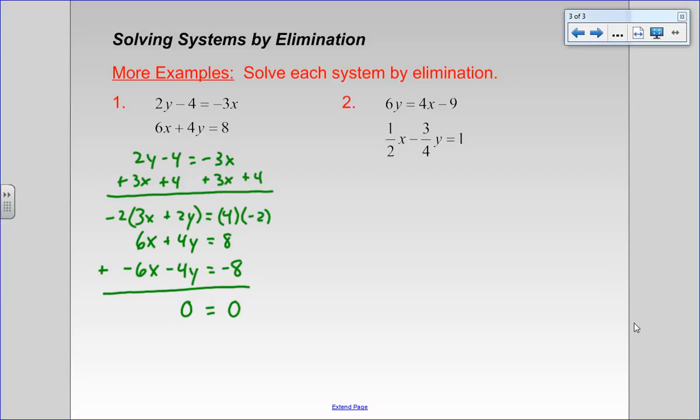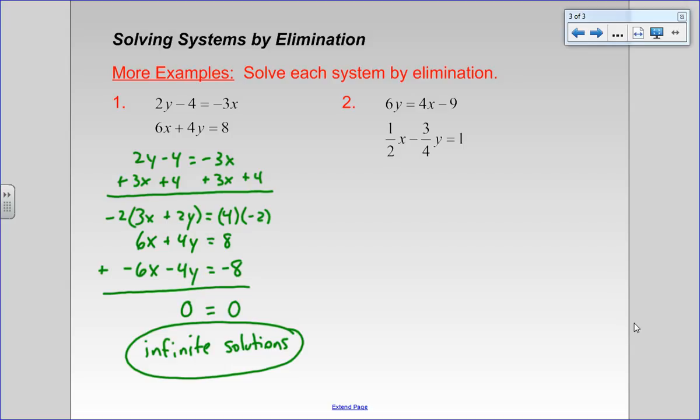Now remember that if we obtain an equation that is always true, such as this one, that indicates that the original system had two equivalent equations. So this system has an infinite number of solutions. And if we graphed it, we would see that both equations form the same line.